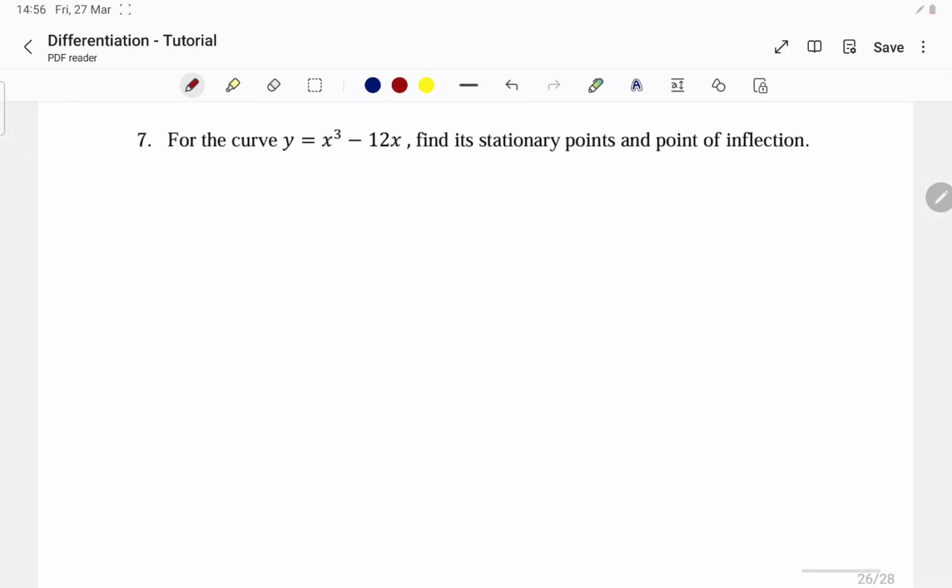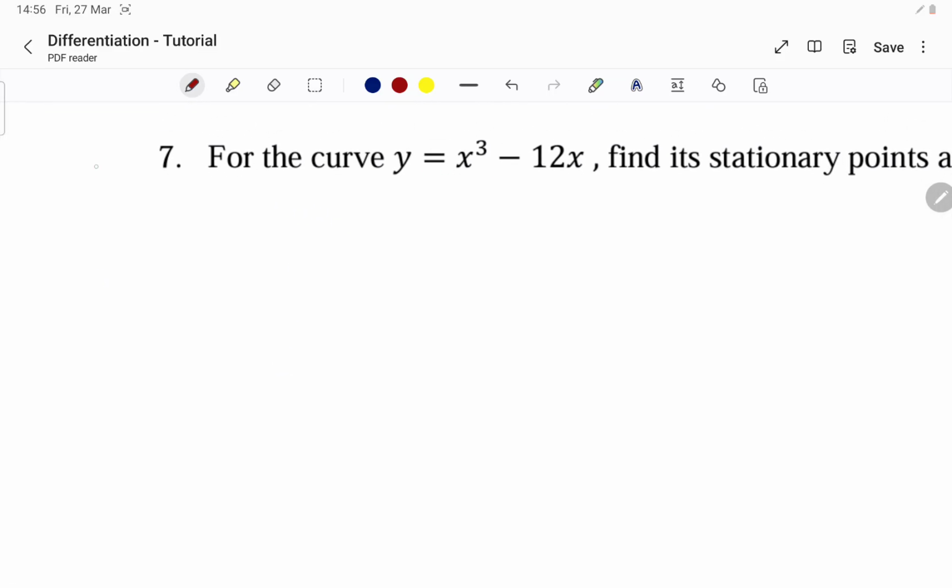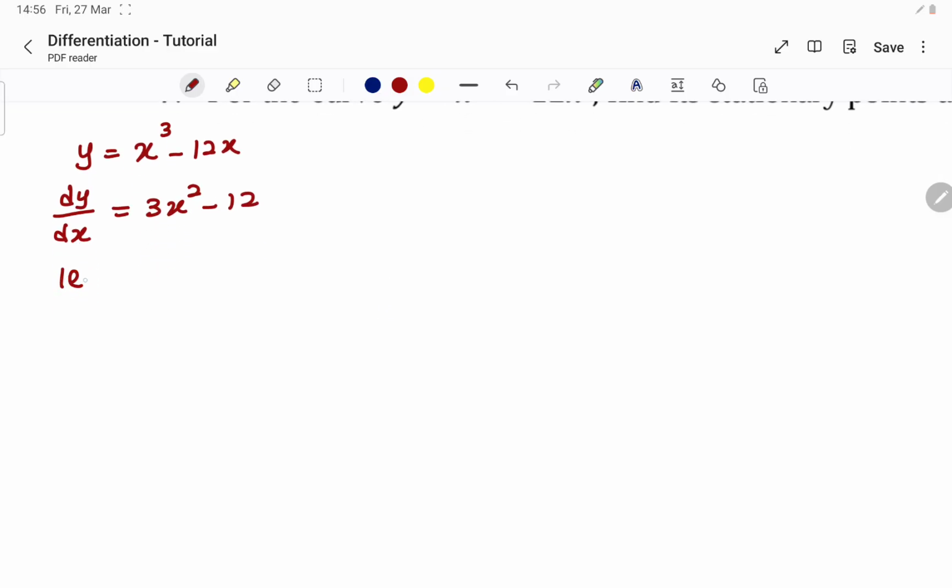Okay, now we proceed to question 7. Question 7, for the curve, you have to find the stationary point and point of inflection. So this is the same. Okay, so the first step is we have this equation y equals x cubed minus 12x. To find stationary point, differentiate, you're going to get 3x squared minus 12, and then you let dy/dx equal to 0, then 3x squared minus 12 equal to 0.